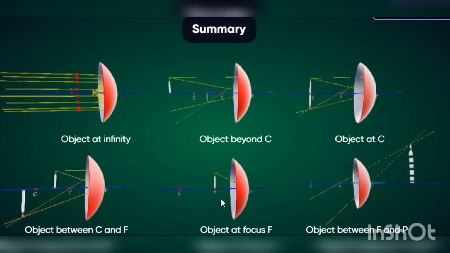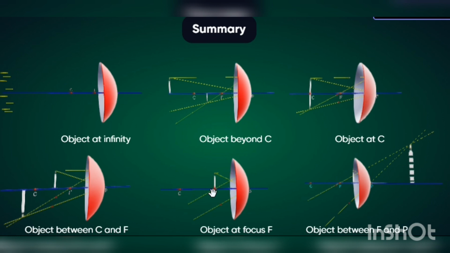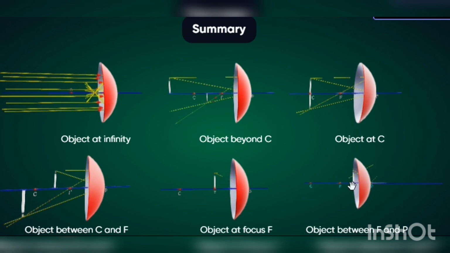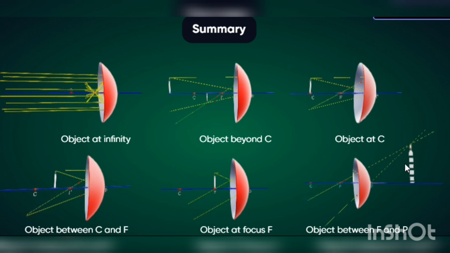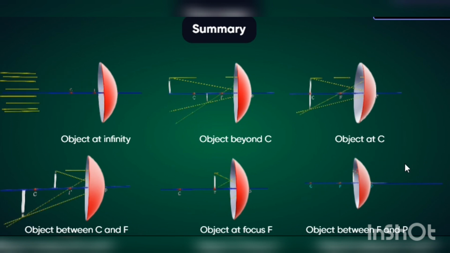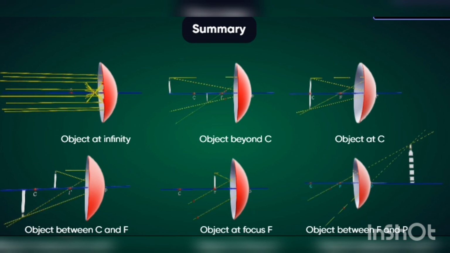Next, object at F. So what will happen? The image will be very large, magnified. Okay, and it is formed at infinity. Object between F and P, the image is virtual and it is larger than the object.